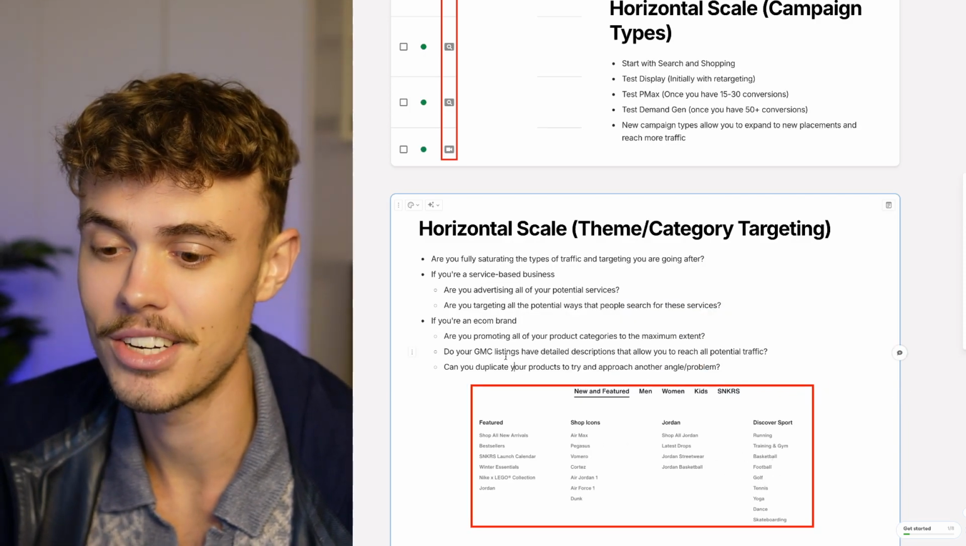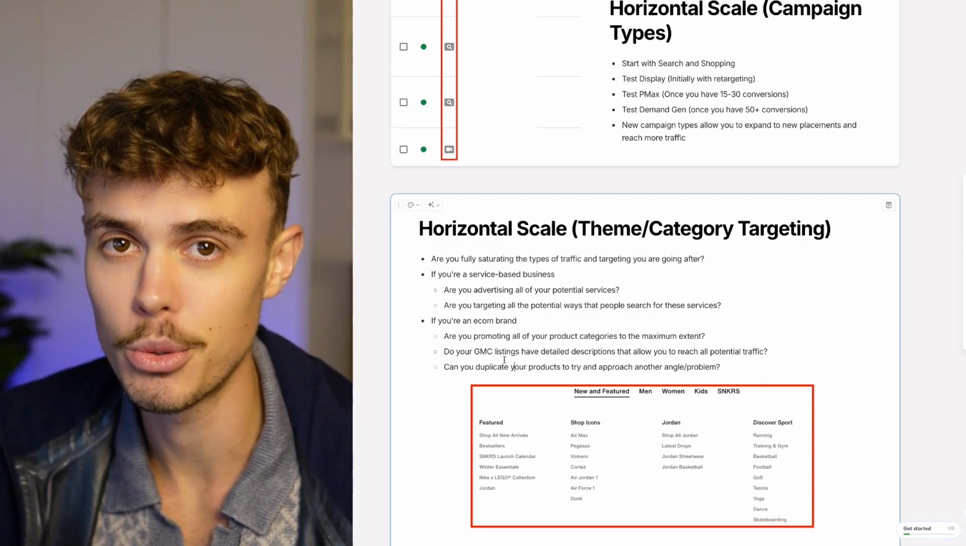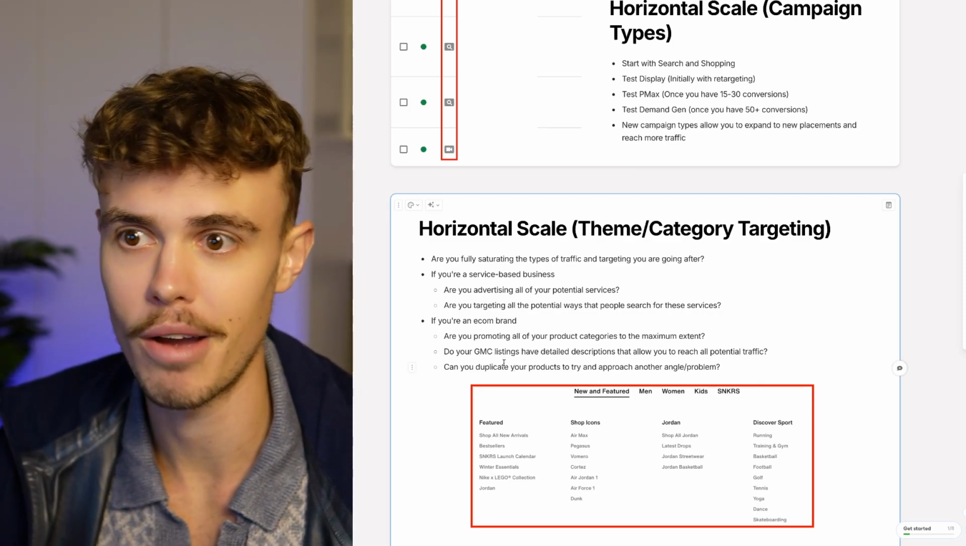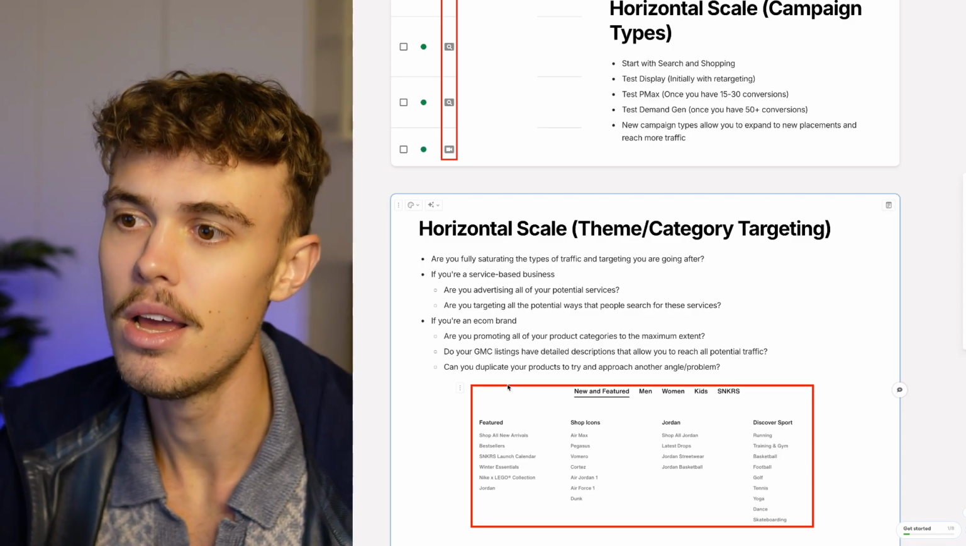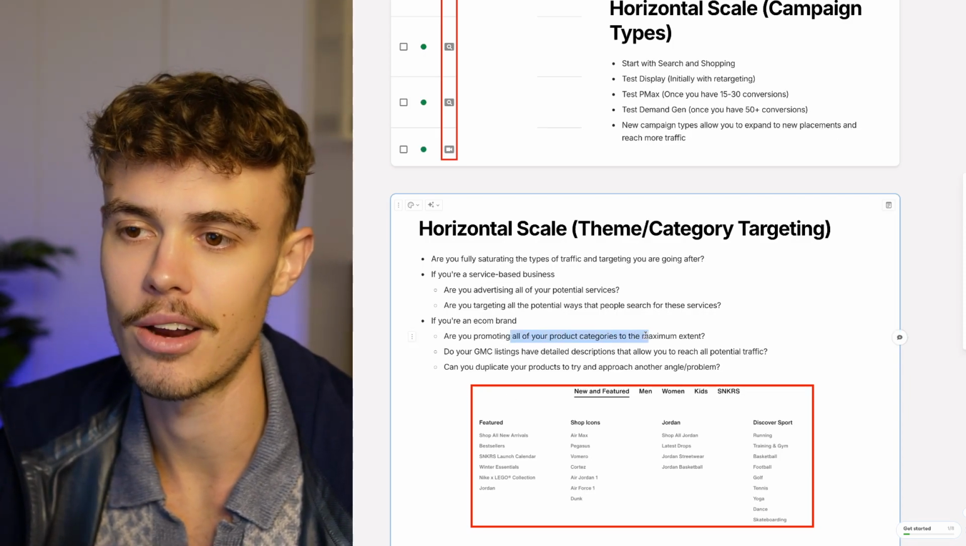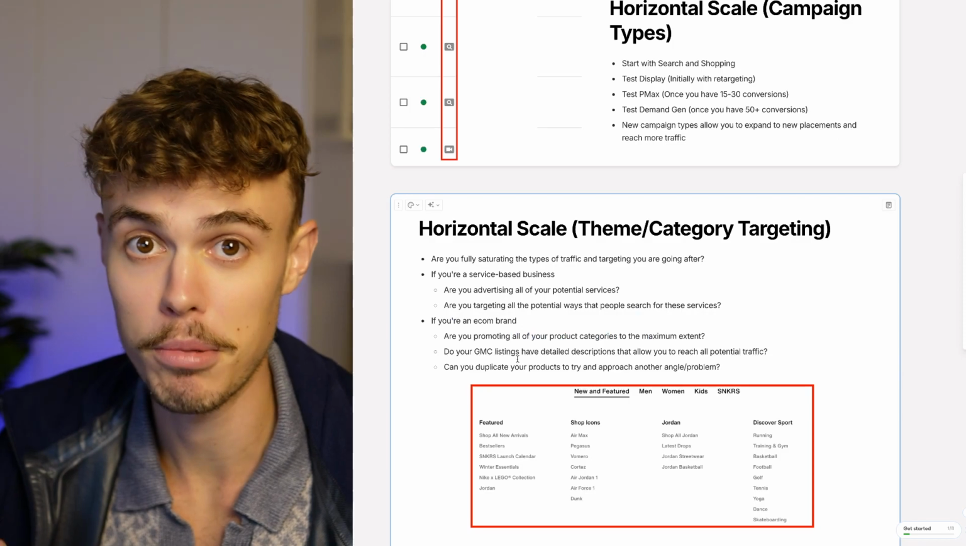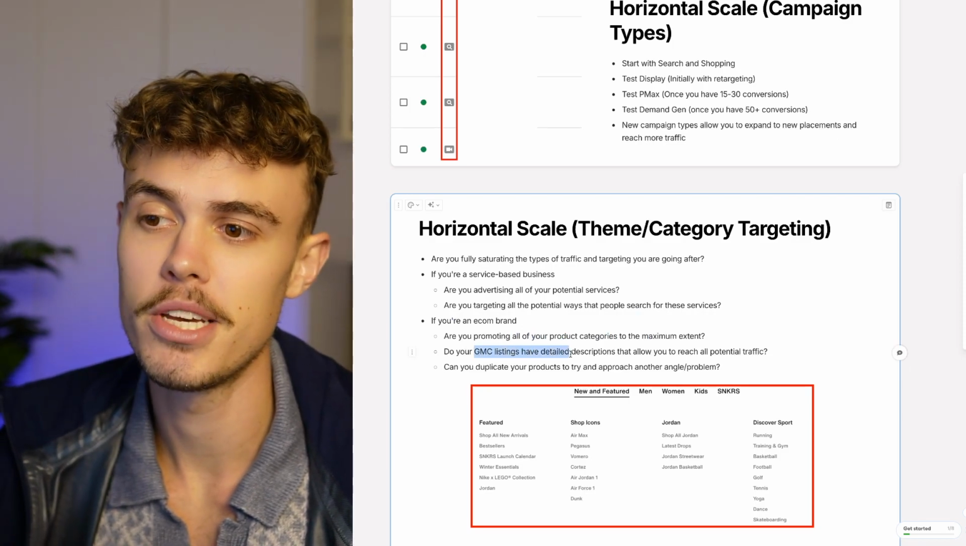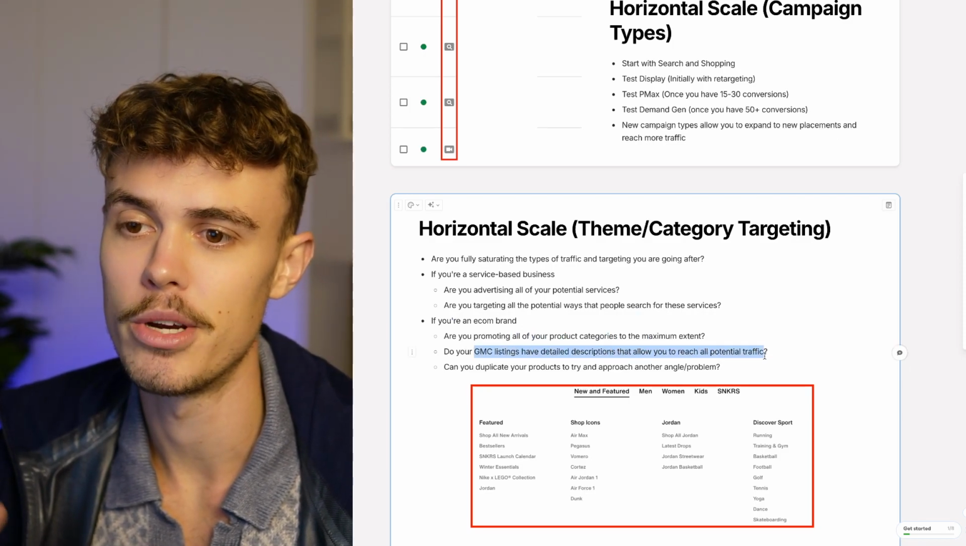And these are just additional ways to break into a new market, break into a whole new segment of traffic and get more profitable traffic through to the brand. So make sure that you are promoting all of your product categories to the maximum extent, if they're profitable, of course. Do your GMC listings have detailed descriptions that allow you to reach all potential traffic?